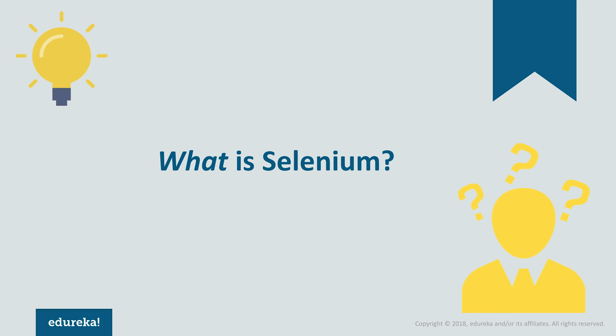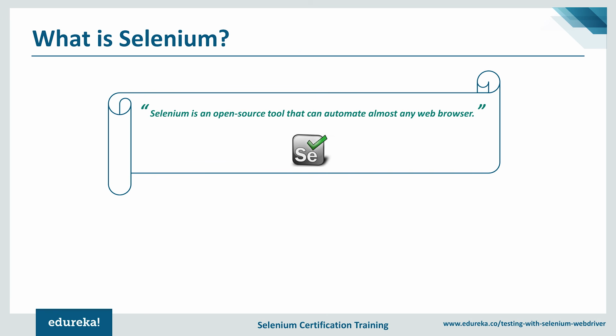Now that brings us to our next topic. Let us finally establish a concrete definition of what Selenium is. So Selenium is just an open source tool that can automate almost any web browser. And that is all there is to it. So let us go ahead and exemplify this definition.